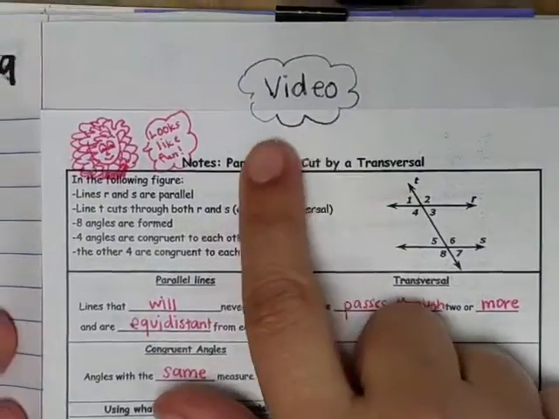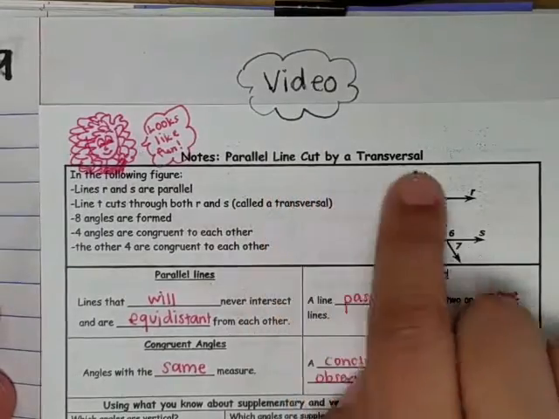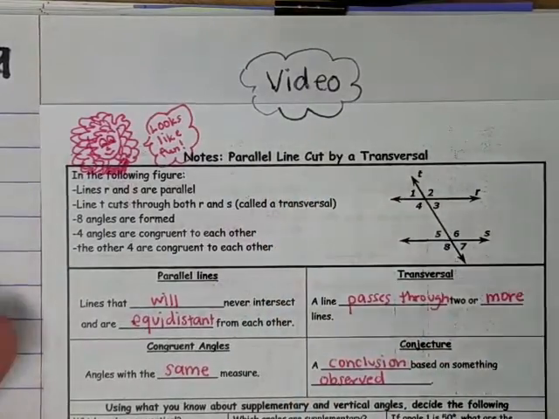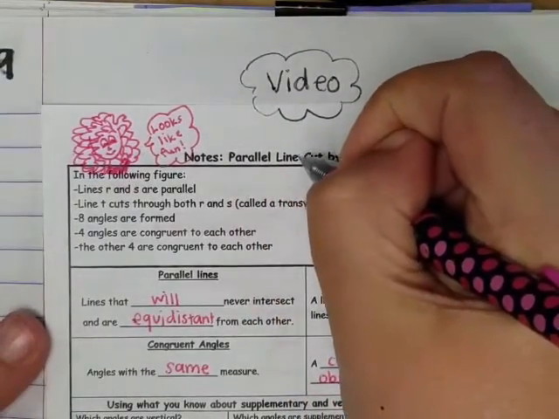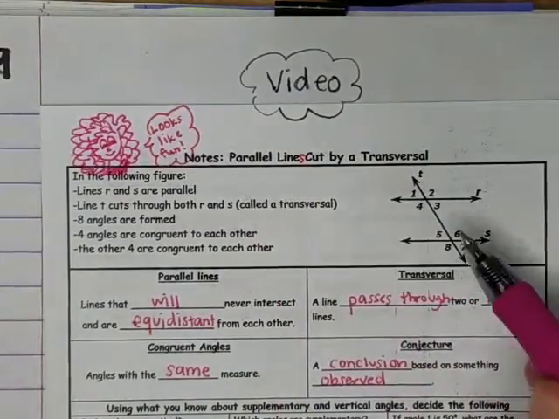Hi, good evening. This video is on page 59 of our notebook, and this is for parallel lines cut by a transversal. If you can just add a little S right here for lines, that would be great. Thank you.